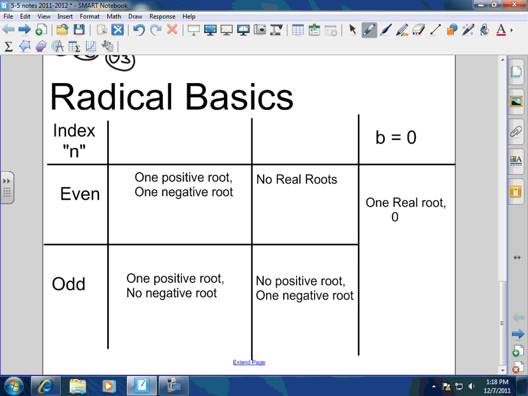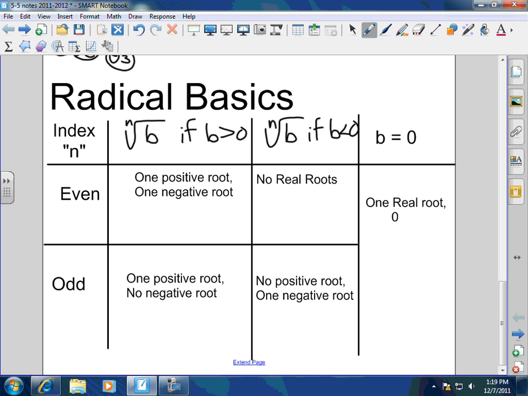On the far left, you have the index, which we call n, and we're going to talk about what happens if the index is even and if it's odd. Okay? And we're going to have here the nth root of b if b is greater than 0, and the nth root of b if b is less than 0, and then we have the nth root of b when b equals 0.